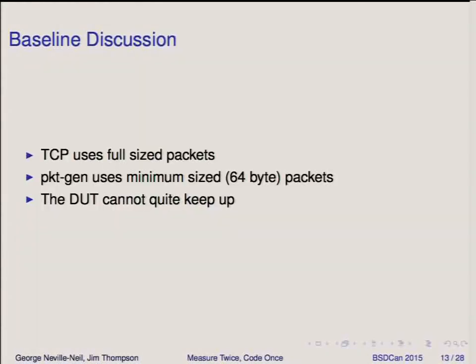Why we see this is that eventually TCP very quickly ramps up to full-size packets, which are much easier for everyone to process, including the NIC and the operating system, because you're not dealing with 64 bytes at a time. Packet gen uses minimum size packets, and the device under test can't quite keep up, as you noticed. If we had done the baseline and accepted that we were done, we would not know very much, and we'd think everything is fine, which it's not.